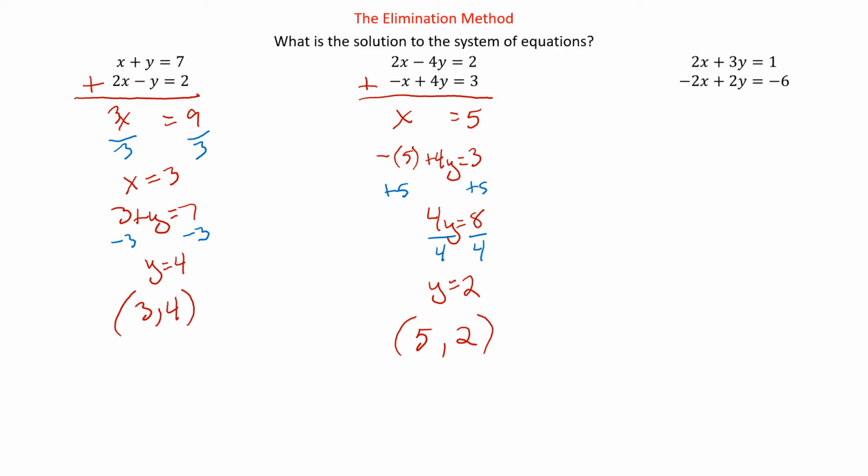We have 2x plus 3y equals 1, negative 2x plus 2y equals negative 6. You're going to do the same thing. Add them together. One of your variables will disappear. In this case, it'll be the x's that disappear. Doesn't matter. You'll find the y's first, plug it in to find the x's. So go ahead, pause, do the problem, and then push play again when you're ready to go.